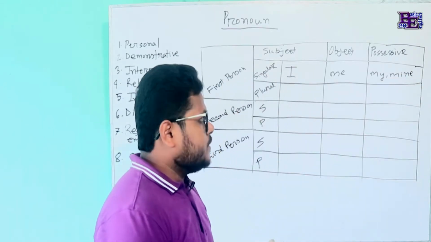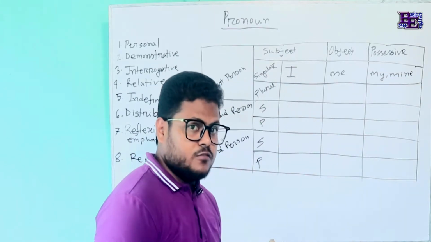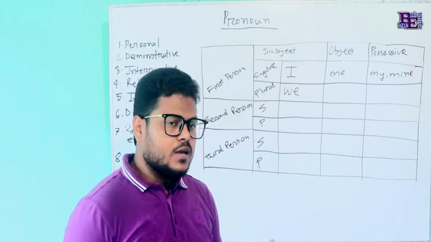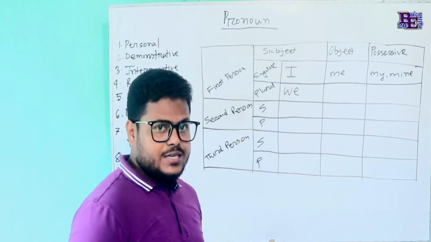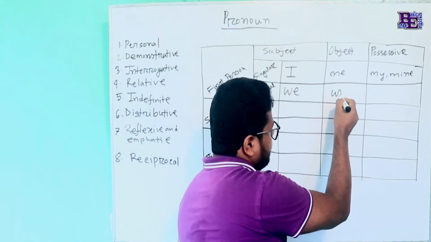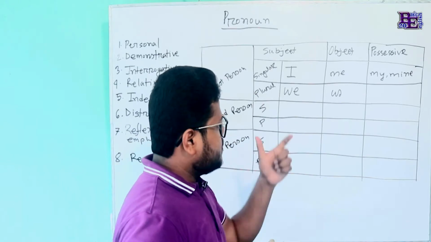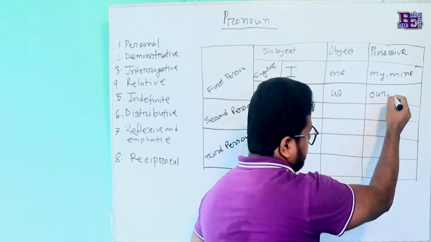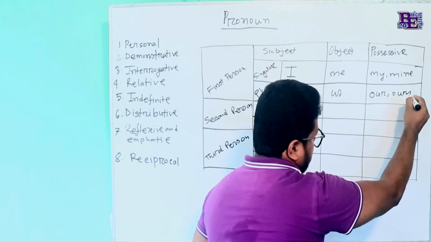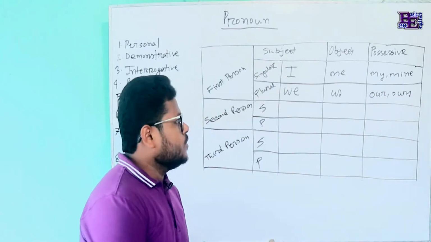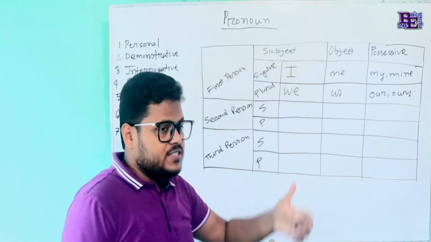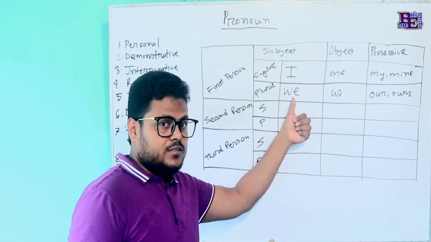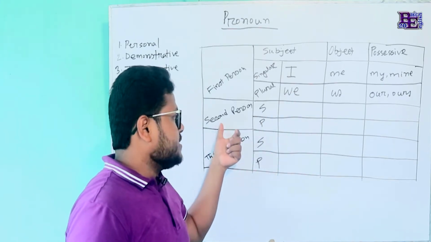Okay, there is another first person that is plural. That is we. This is the subjective form, and the objective form of we is us. Okay, it also has the possessive forms, that is our and ours. Okay, so these 2 are specially known as the first person. I is singular and we is plural. So let's move on to the second person.